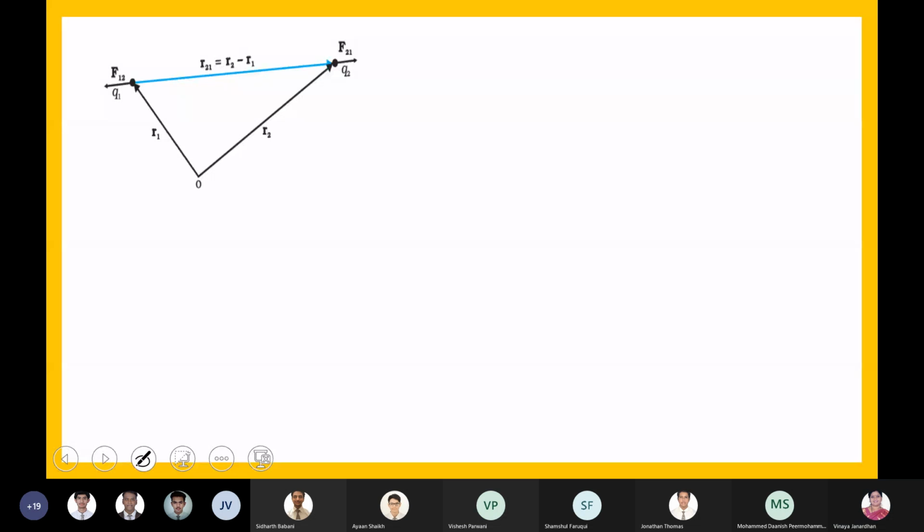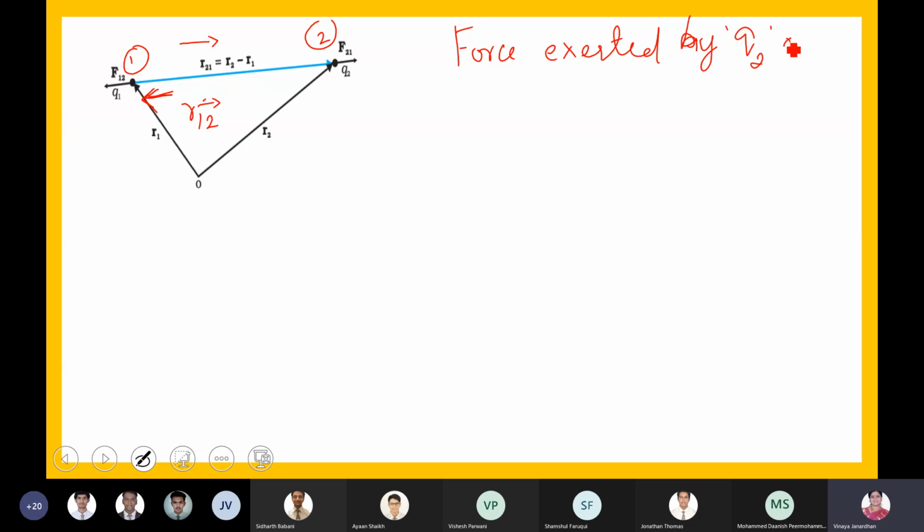Yes, ma'am. So this is 1, this is 2, right? R21 vector. Then R12 vector is acting in this direction. So you have to keep this in mind. Next, force exerted by Q2 on Q1. So that is F12 vector.